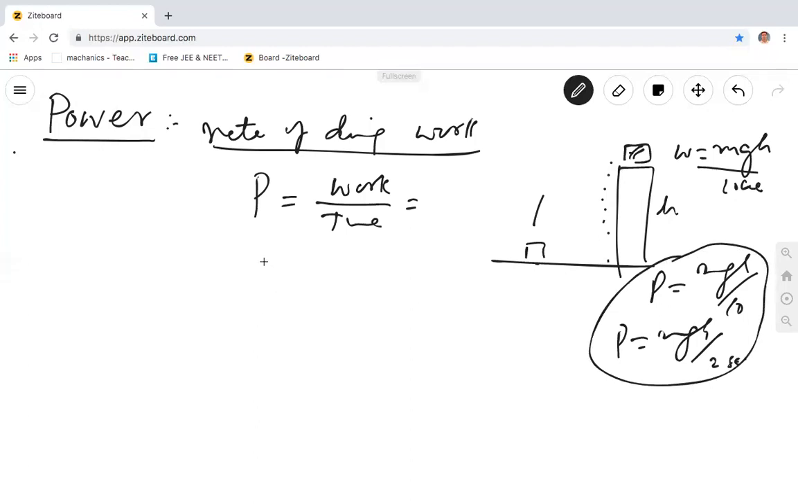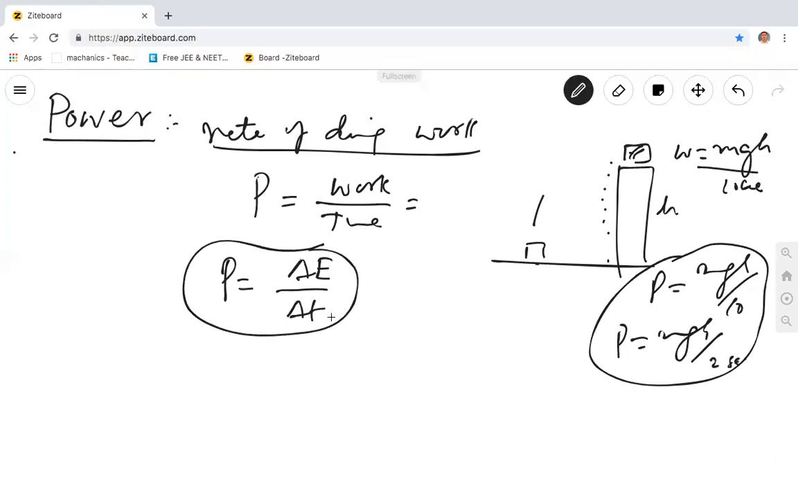So power is how much work you do in 1 second, or how much energy you gain in 1 second. You may even lose energy in 1 second. That is dissipative power. You may get some energy in 1 second. That means you are being delivered energy, power. You are being delivered power.